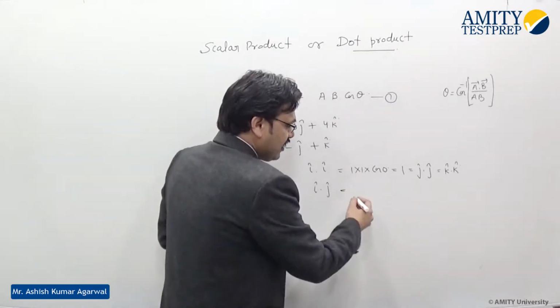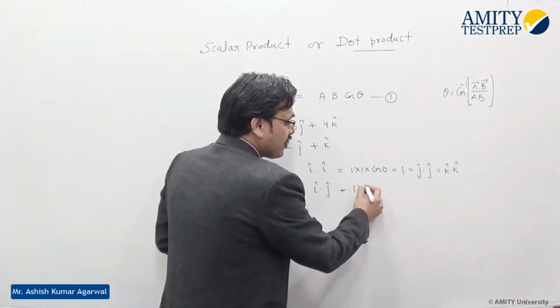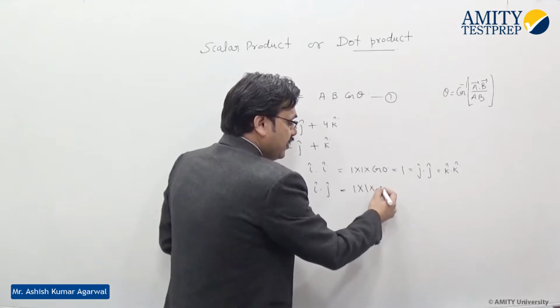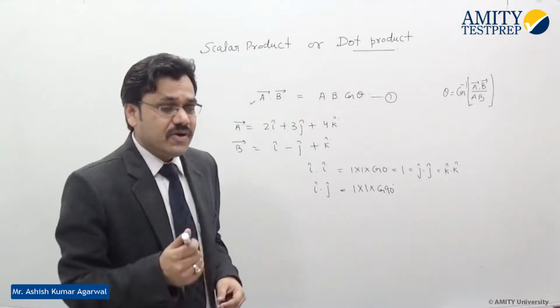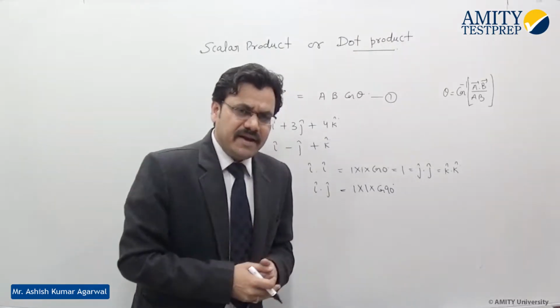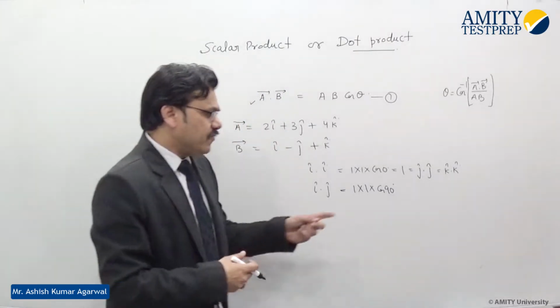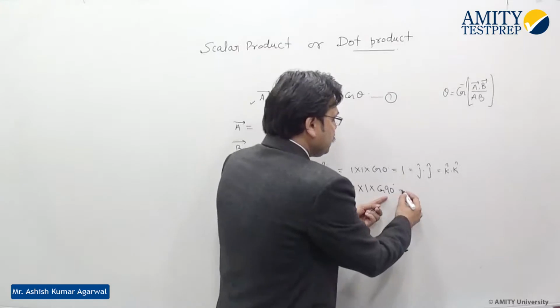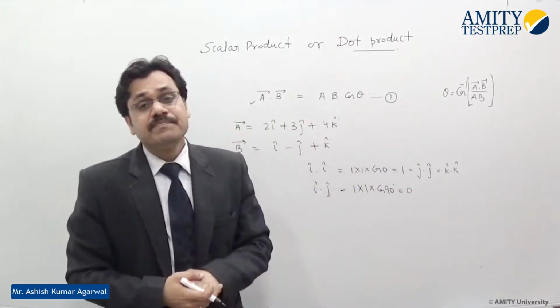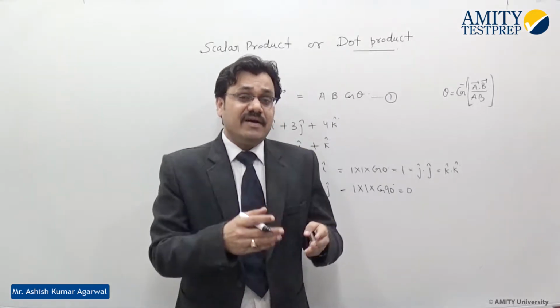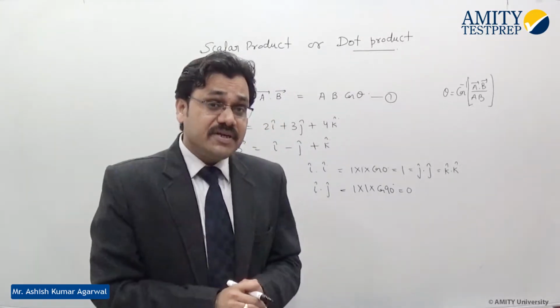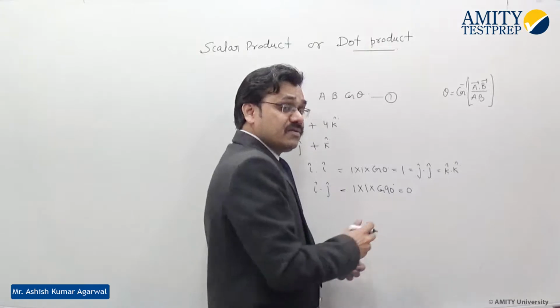Now if I proceed, 1 plus 1 into cos 90. Now I will ask you a question. What is the cos 90? Cos 90 definitely is 0. So if you write 0 here, you get 0. It means when two perpendicular vectors go into a dot product, the result will be 0.